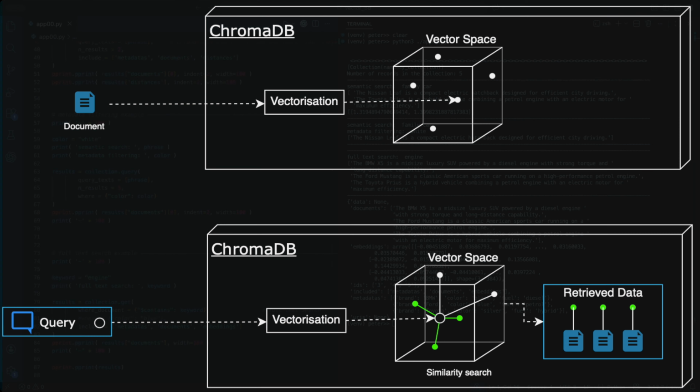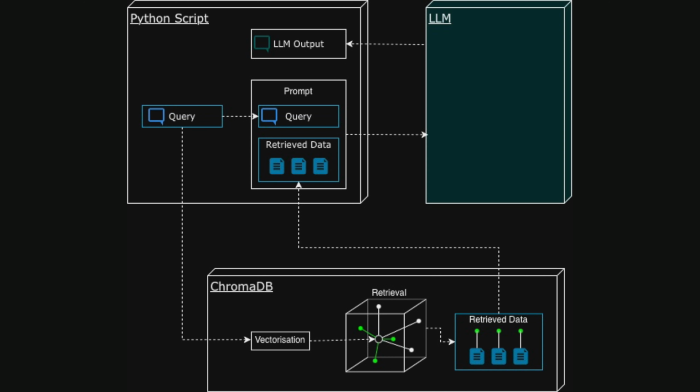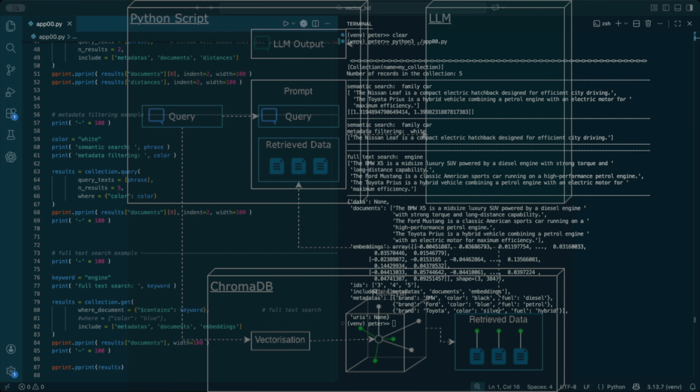So, in summary, we stored 5 car descriptions with metadata. Chroma automatically embedded and indexed them. We ran semantic, filtered, and full-text searches. And the output clearly shows that Chroma understands meaning, not just exact words. This is the foundation of retrieval-augmented generation: turning plain text into embeddings, searching by meaning, and providing relevant context to your AI model.